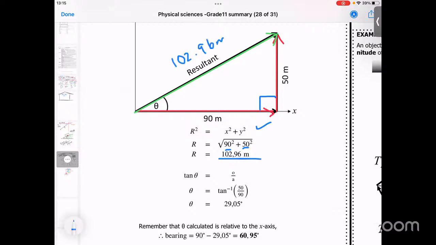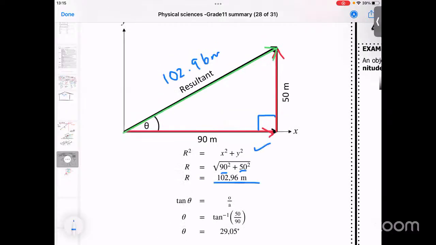Okay, so when it comes to the angle, honorable member, we are still on a right angled triangle, where you have the opposite and adjacent, because this side is opposite to that angle and this is adjacent to that angle. You definitely will use tan, because it's opposite over adjacent. You substitute and then you say shift tan of that, and this is the angle that you get. So this angle is actually 29.05 degrees.